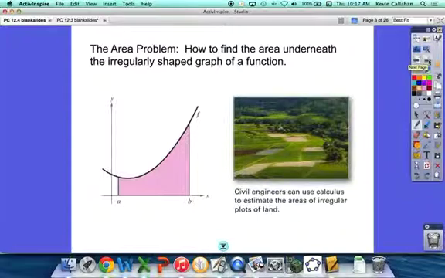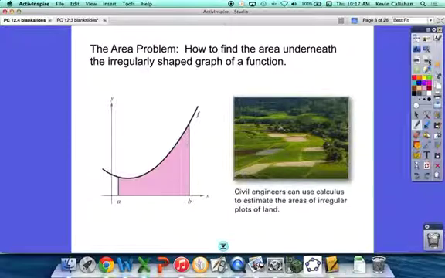So the area problem that they're talking about is how would you find the area when it's not a regular shape? We've got a lot of formulas for triangles and trapezoids and circles and all that stuff, right? But what if it's an irregular shape? This is an example of a function whose graph is the top of the shape, with the vertical line x equals a and the vertical line x equals b as the left and the right, and the x-axis as the bottom. That's an irregular shape. We don't have a way to calculate that shape exactly.